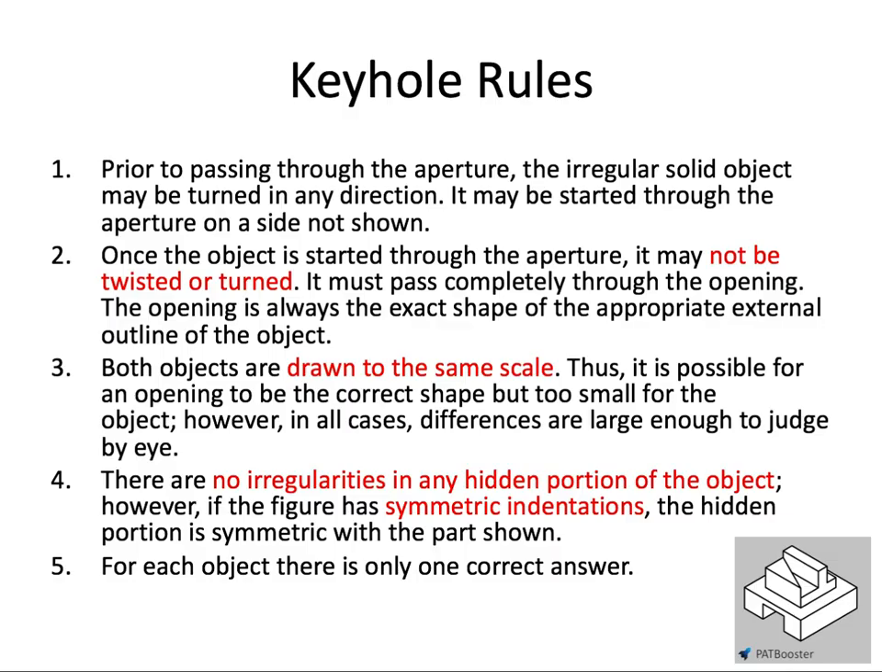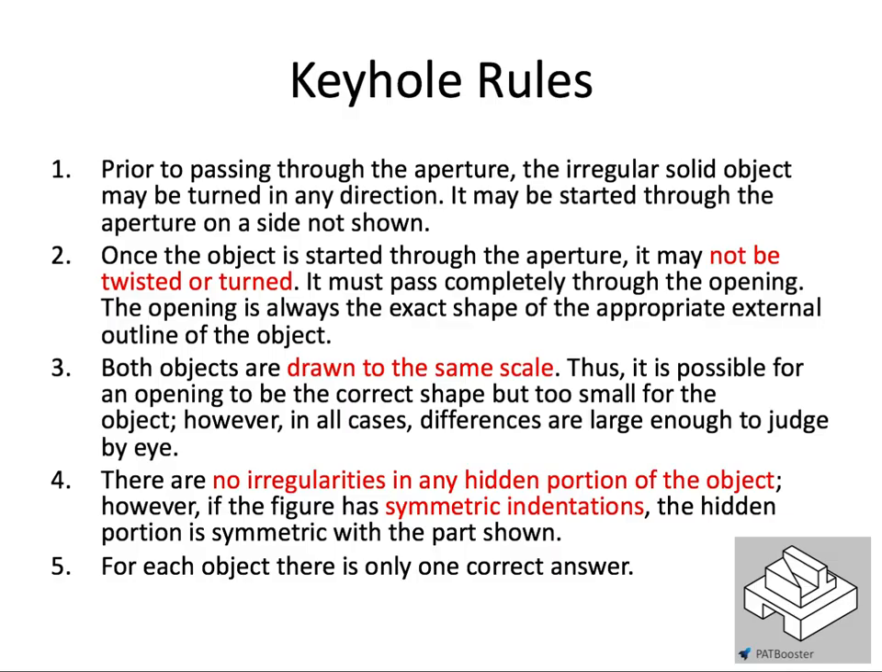Rule number 3 says that both the 3D object and the correct keyhole are drawn to the same scale. Thus, it's possible for an opening to be the correct shape, but too small for the object or too big for it. However, in all cases, those differences are large enough to see by eye.